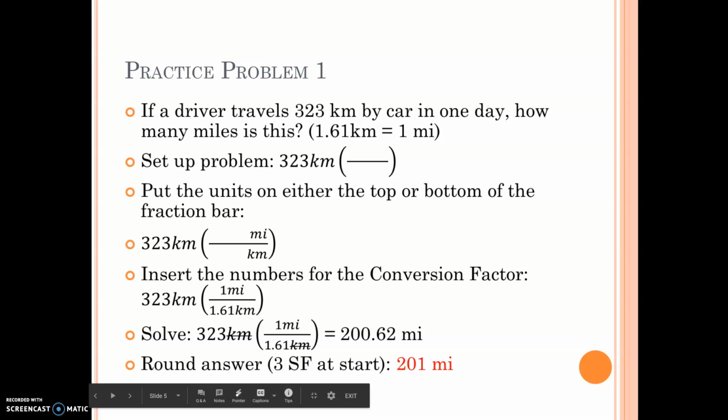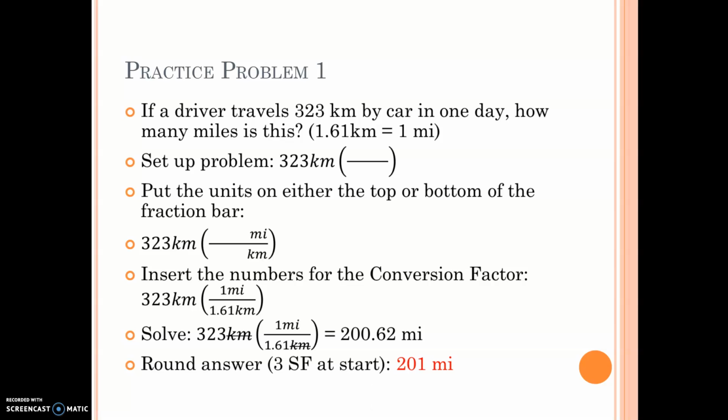Here's our first practice problem. If a driver travels 323 kilometers by car in one day, how many miles is this? 1.6 kilometers equals 1 mile. First, we're going to set up the problem. We always write down the given first, and then we set up the parentheses. In this case, our given was 323 kilometers. We don't know what we're putting in the parentheses yet, but because this is a dimensional analysis problem, we know we are going to need a parentheses.